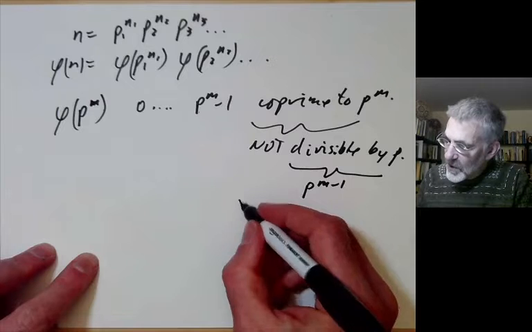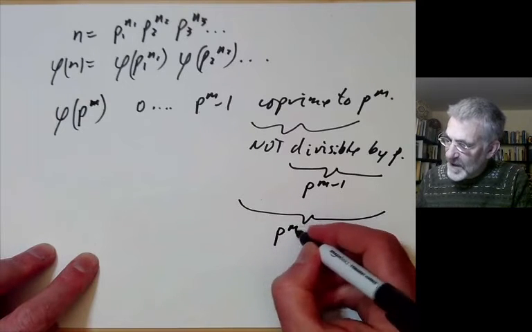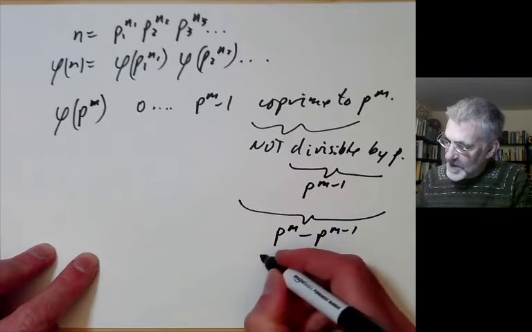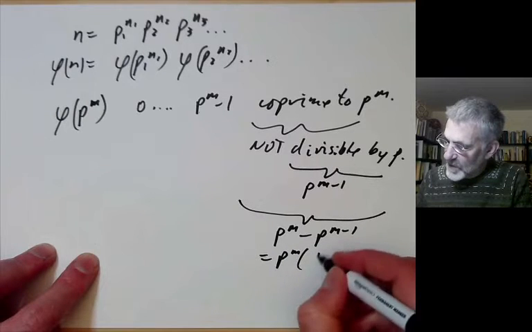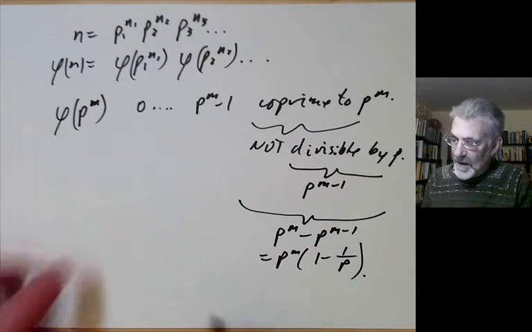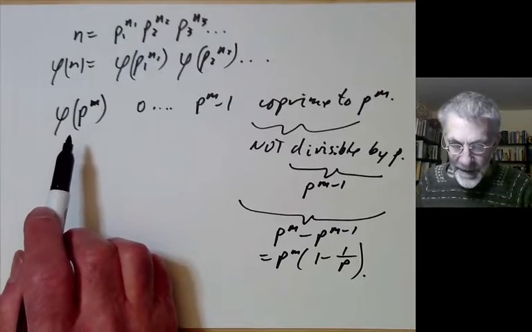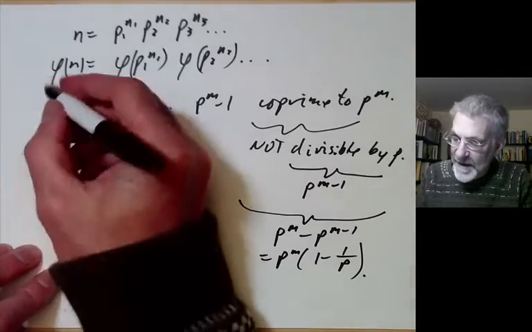So the number that are not divisible by p to the m is just p to the m minus p to the m minus 1, which is equal to p to the m times 1 minus 1 over p. So this shows us what phi of n is.